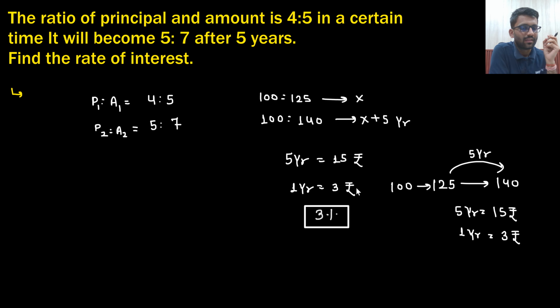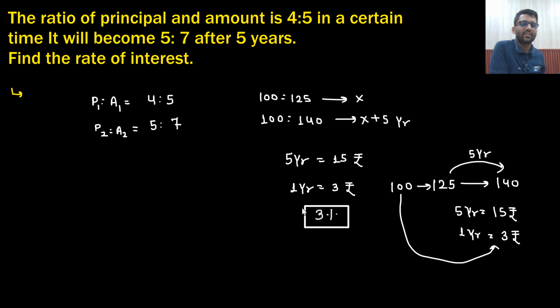So what does that mean? The interest rate is 3%, because from 100 you are taking 3 rupees every year. That means the interest rate is 3% and it is a simple interest. Here it should have been mentioned, find the rate of simple interest. It should be a question of simple interest. Okay, so the answer is 3%.